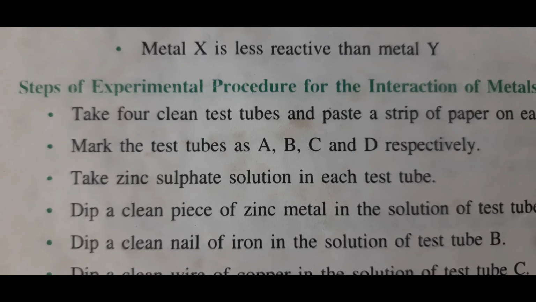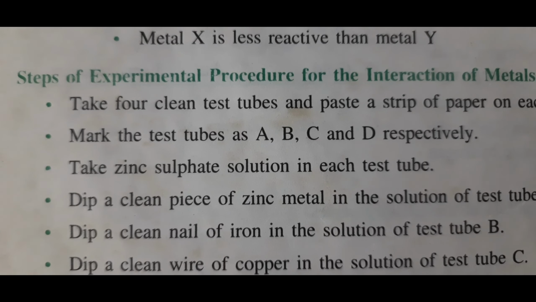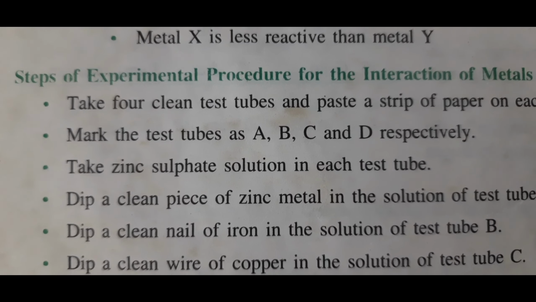Take zinc sulfate solution in each test tube. Dip a clean piece of zinc metal in a solution of test tube A.